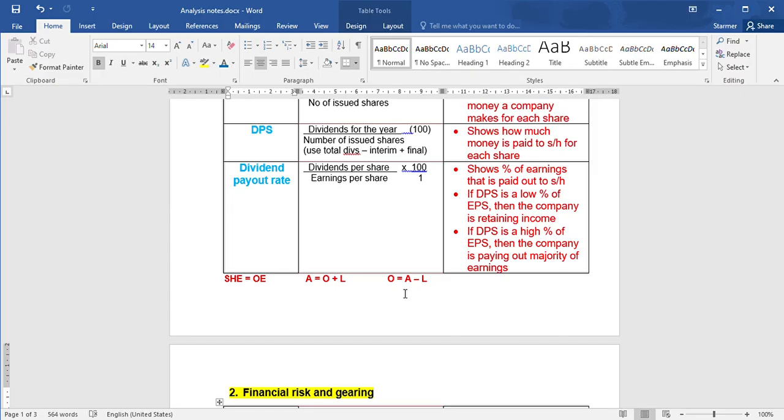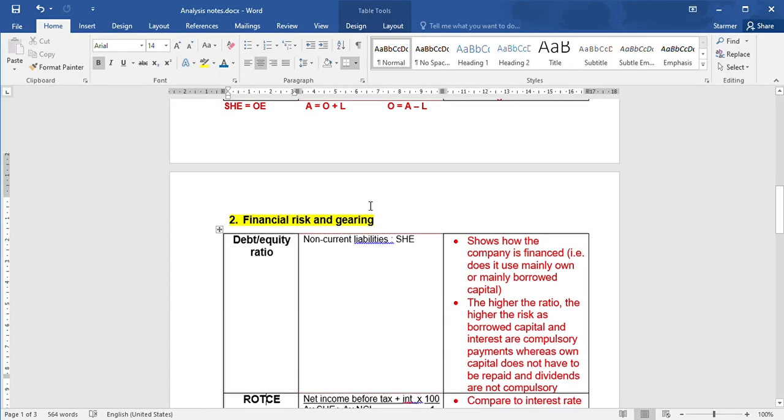achieve that capital growth. If, on the other hand, dividends per share is a higher percentage of earnings, then the company is paying out the majority of these earnings here in the form of dividends. So that would suit a short-term investor, someone that wants to get into a company, get out some dividends, and then move on to the next company.